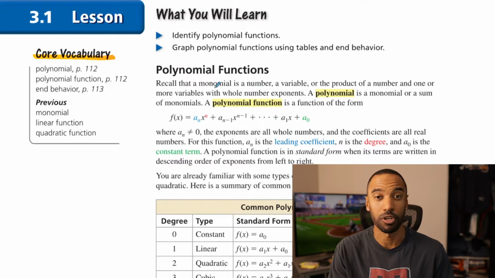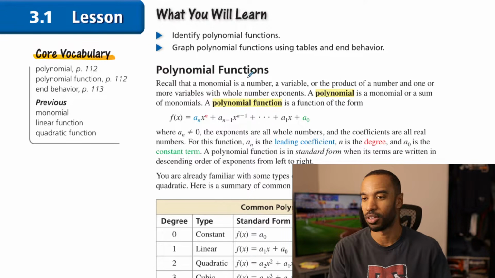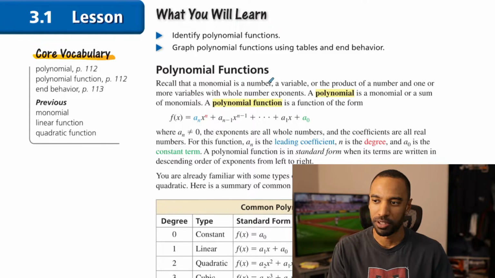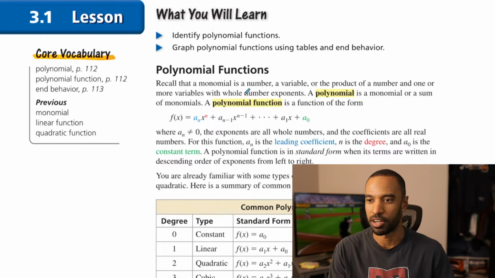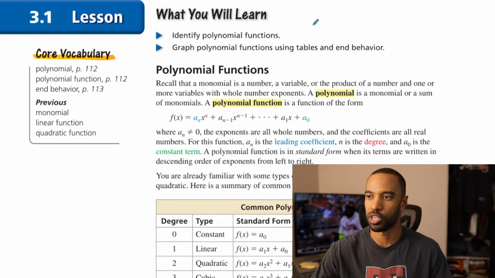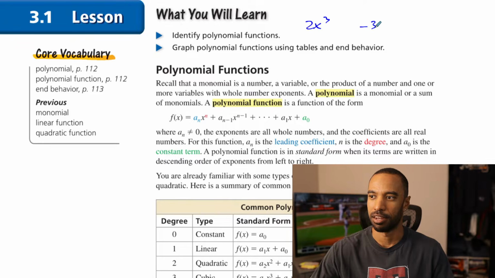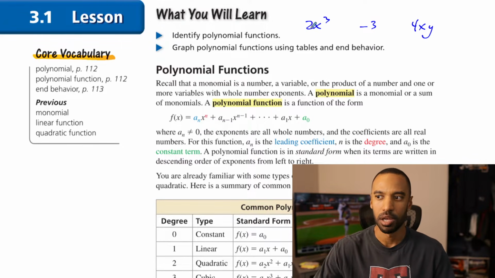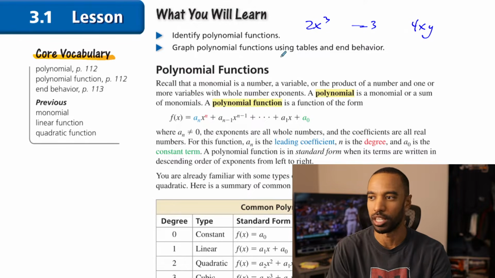Almost everything, well, every quadratic we deal with is a polynomial. Recall that a monomial is a number, a variable, or the product of a number and one or more variables with whole number exponents. So, you know, 2x cubed and -3 and 4xy and things like these. These are monomials. When you put them together, this minus this plus this, you've created a polynomial, or any single one can be a polynomial.